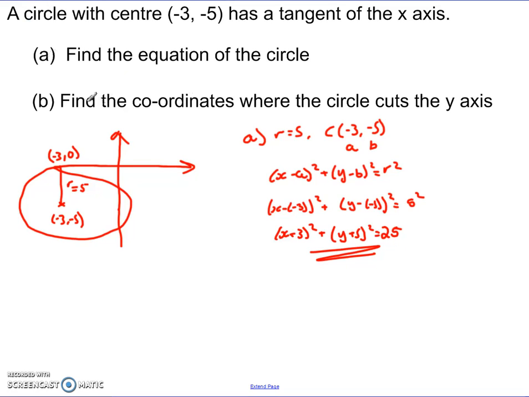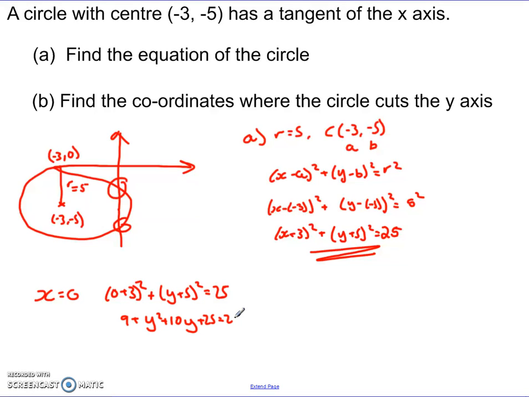Part B, find the coordinates where the circle cuts the y-axis. So I'm looking for these points here. Well, I know on the y-axis, x is equal to 0. So if I substitute x equal to 0 in this, I should get an equation that I can solve. So plug it in, and I get (0 plus 3) squared plus (y plus 5) squared equals 25. This will give me a quadratic in terms of y when I multiply it out. So let's do that. I get 9 plus y squared plus 10y plus 25 equals 25.